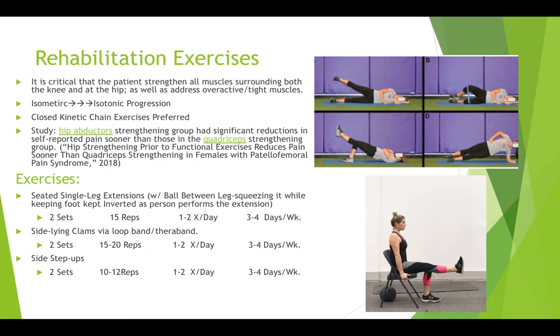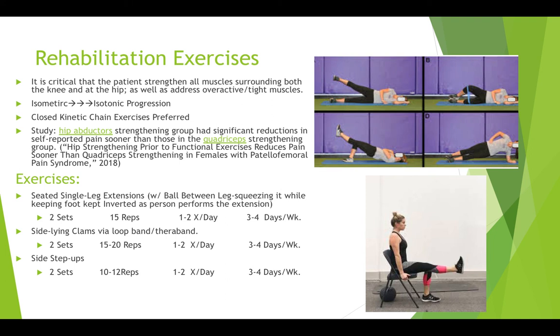So going on to the rehabilitation. It is critical that the patient strengthens all the muscles surrounding the knee and the hip as well. So we want to address any overactive muscles as well as weak muscles. Starting out in the program, you'd want to work from an isometric to an isotonic progression.